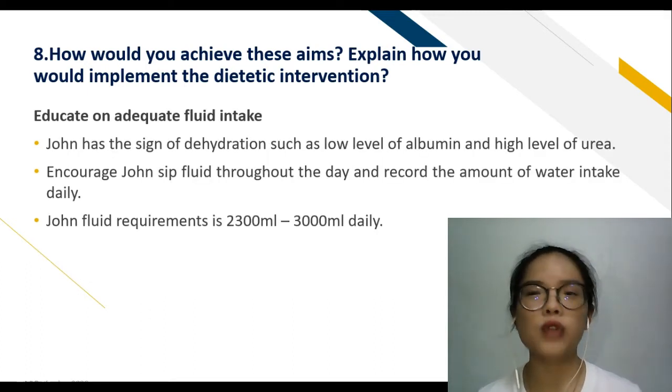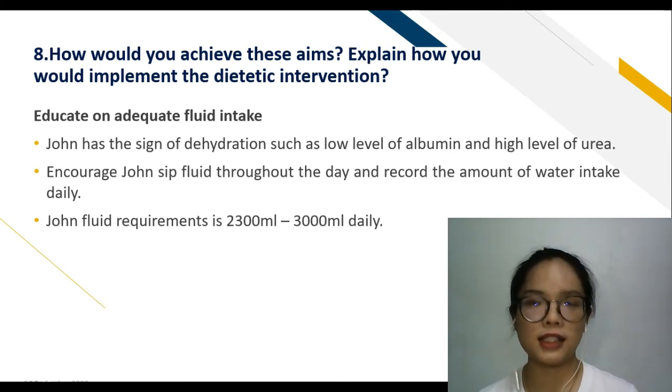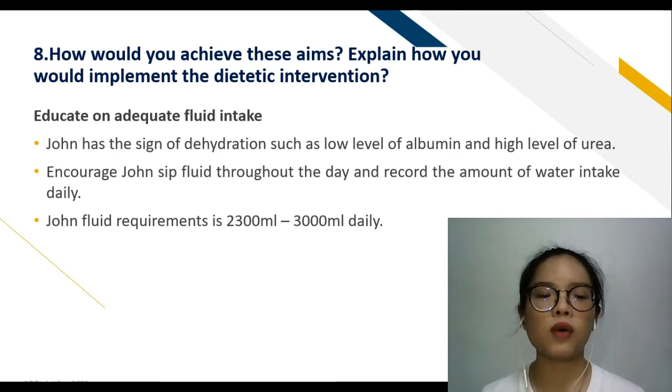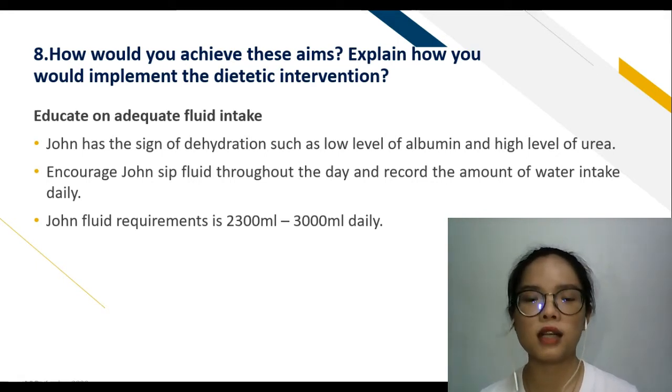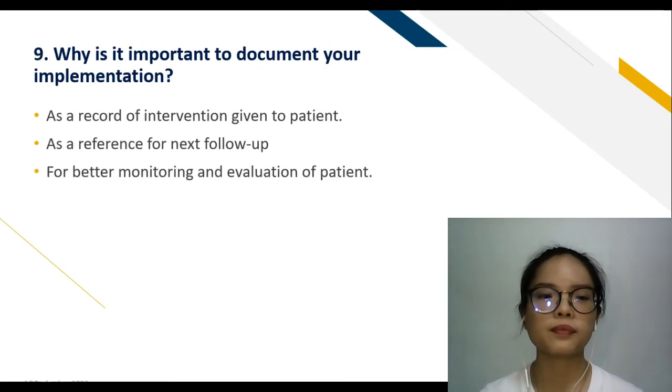The last one is to educate on adequate fluid intake because John has signs of dehydration. So we encourage John to sip fluid throughout the day and record the amount of water intake daily, so that John can know how much water he has drunk and how much he has to drink later. John's recommended fluid requirement is 2,300 to 3,000 ml daily according to his current body weight.